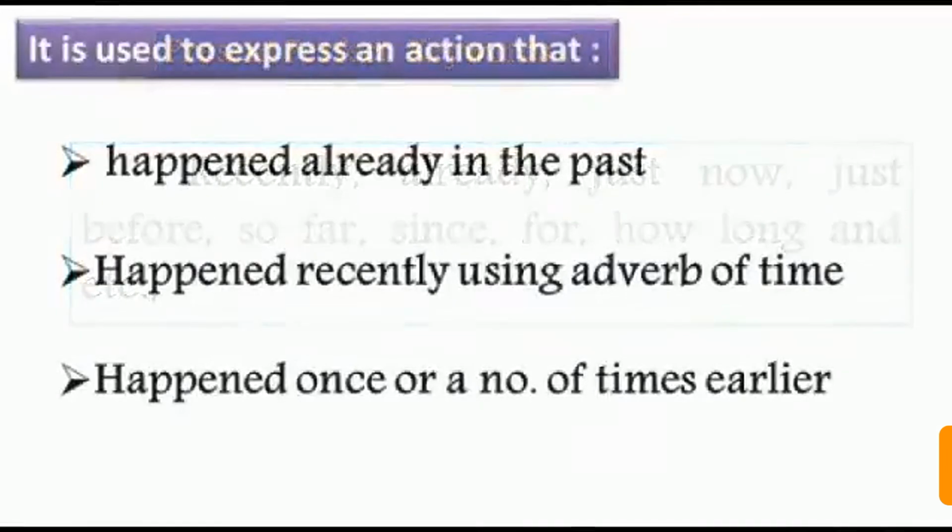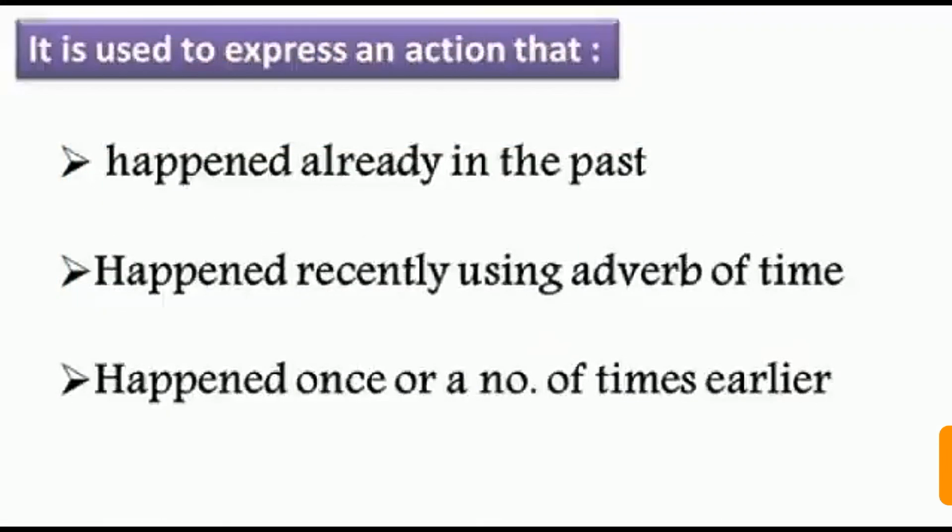Now let us move towards the use of present perfect tense. We all know that it is used to express an action that happened already in the past, happened recently using an adverb of time, or happened once or a number of times earlier. So these are all the situations where present perfect tense can be used.